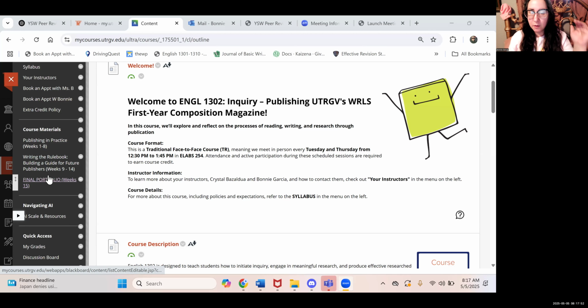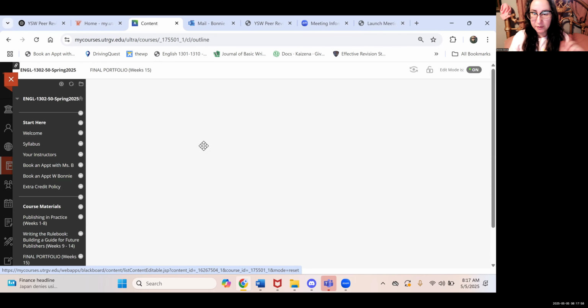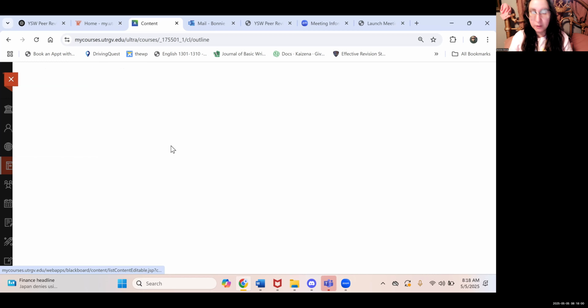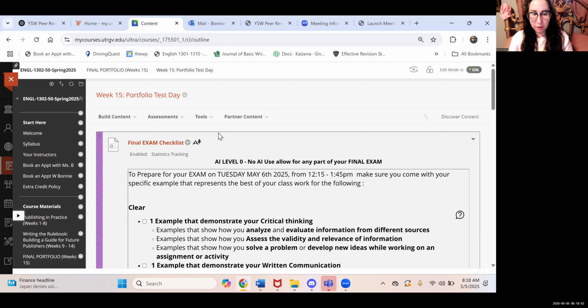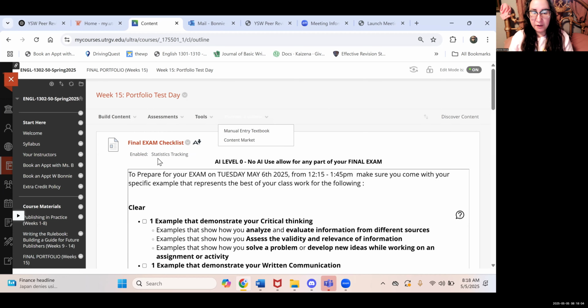I'm going to go over those 6 areas so that you understand what we're looking for. Go ahead and share my screen. Okay. So if you want to see the 6 areas that you need examples for, kind of a little checklist, you can go to Final Portfolio Week 15. The final exam isn't open yet. It will open the day of, which is tomorrow. What you are going to see is the final exam checklist.